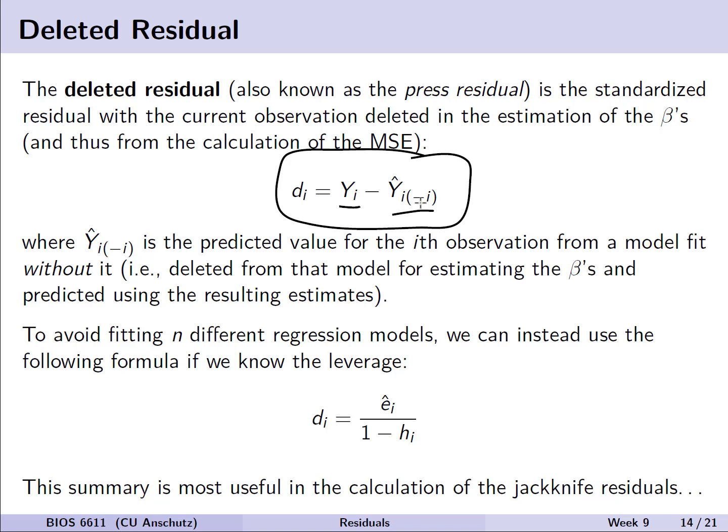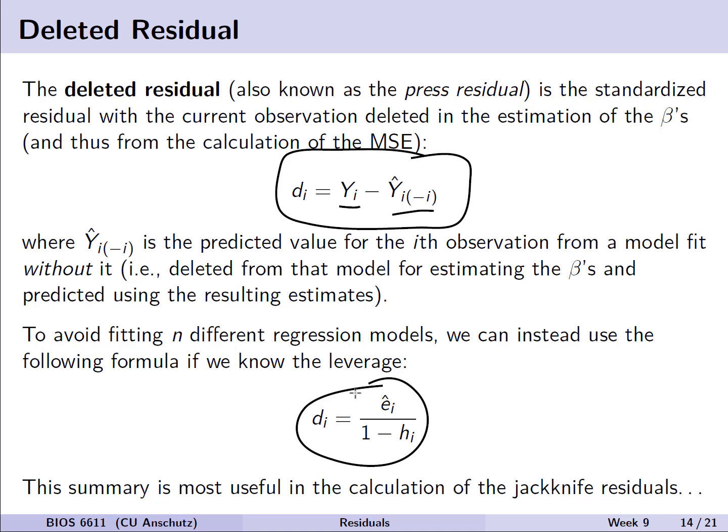The challenge with this approach, though, is that we would have to fit n different regression models. We'd have to go through and remove each person once, fit the data with everyone remaining, predict their value, and do that over and over again. Fortunately, we have this slightly simpler representation with d sub i equal to e hat sub i divided by 1 minus h sub i, or our leverage.